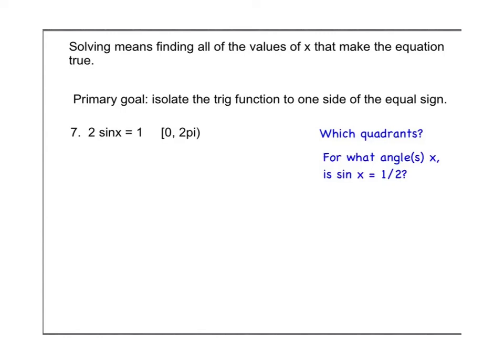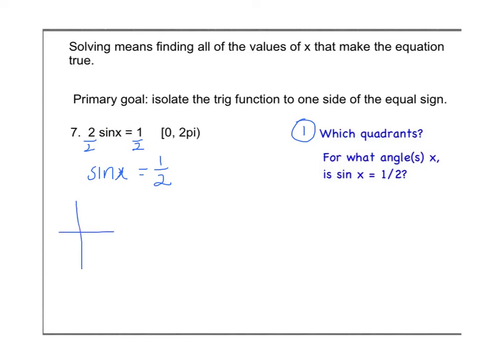So the first thing I want to do is divide both sides by 2 so that I just have sine x, a trig function, on one side, and a value on the other. So I am looking for all the angles x where sine of that angle is equal to 1/2. So the first question you ask yourself is, in what quadrants is sine positive?